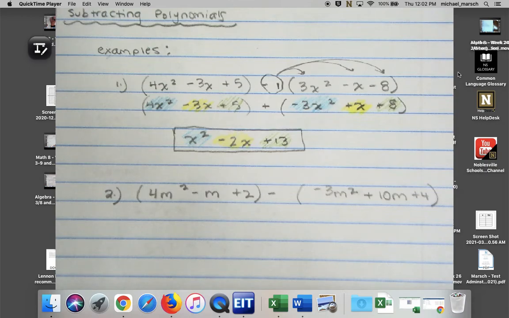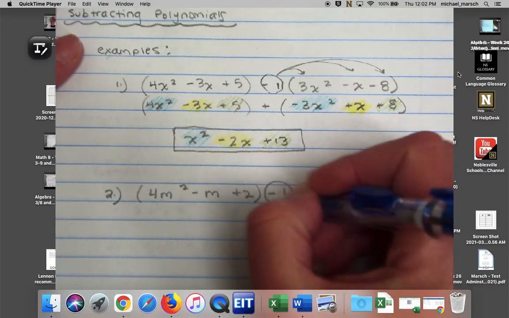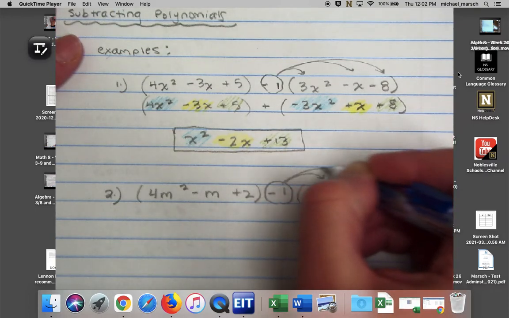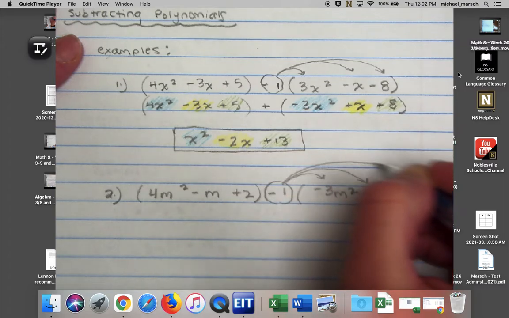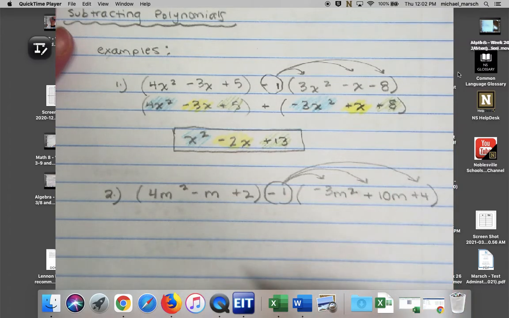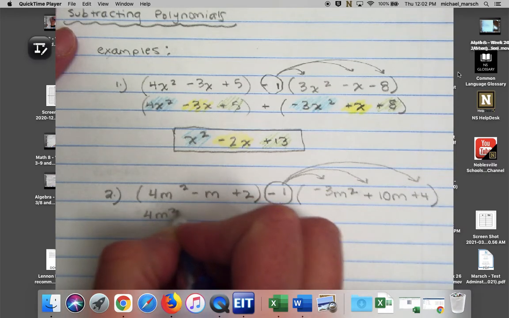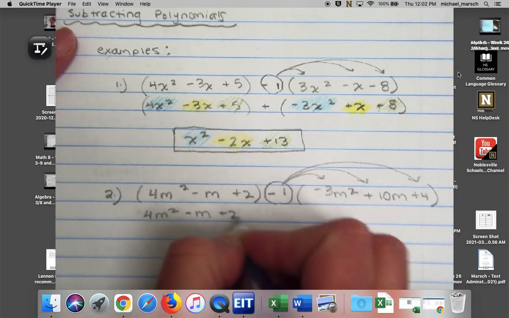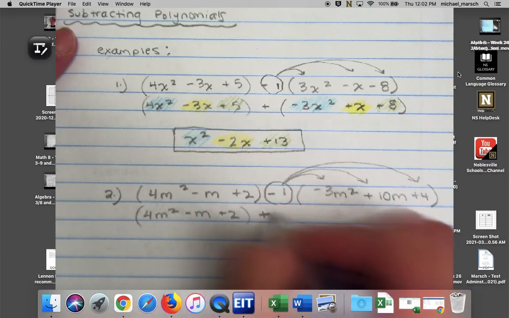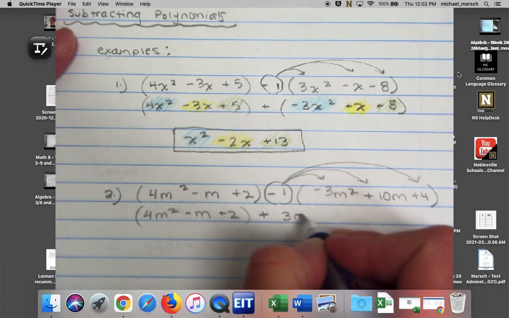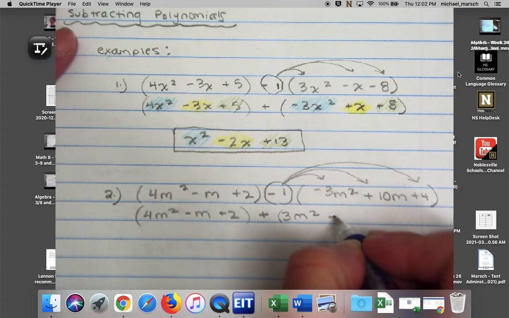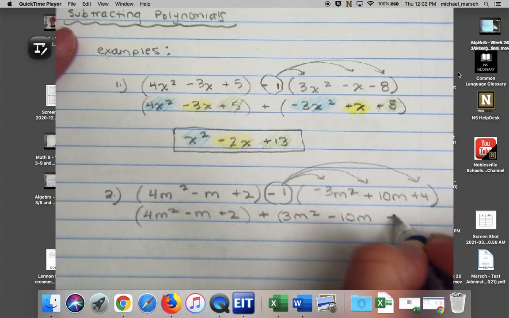Okay, so what do I have to do here before I can combine these polynomials? Distribute the negative 1. I'm going to draw my little arrows for my organizational purposes. So I'm going to end up with 4m squared minus m plus 2 plus 3m squared minus 10m minus 4.